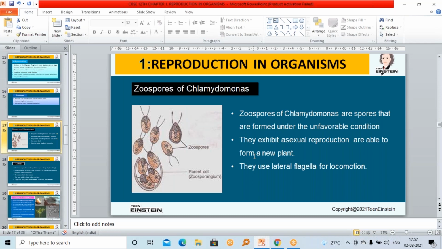They form a new plant. Chlamydomonas uses lateral flagella for locomotion. Chlamydomonas is a unicellular green alga. In this, the zoospore is pyramid shaped and has flagella on the anterior side. You can see the anterior side has flagella. These are the zoospores, having pyramid-like structures.